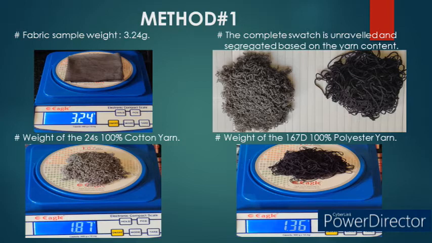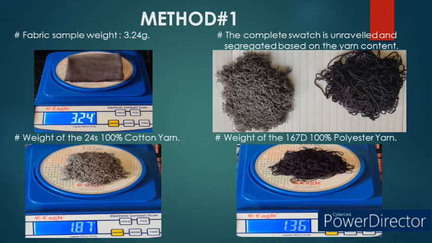Now, the complete fabric sample is unraveled and segregated on the basis of yarn content, and the individual weight of each content is noted down. The results I got here: the weight of the 24's count cotton yarn is 1.87 gram and the weight of the 167 denier polyester yarn is 1.36 gram. Now, we need to cross-check that the summation of both yarn content weights matches the initial weight of the fabric sample, 3.24 gram.